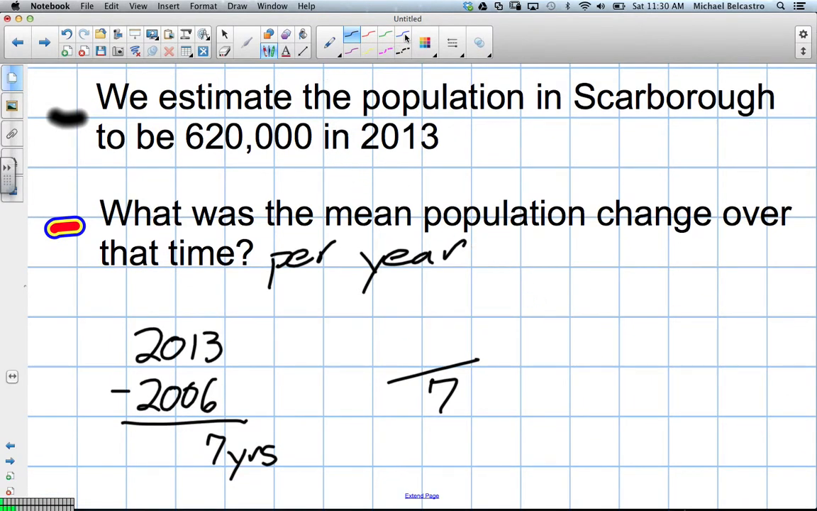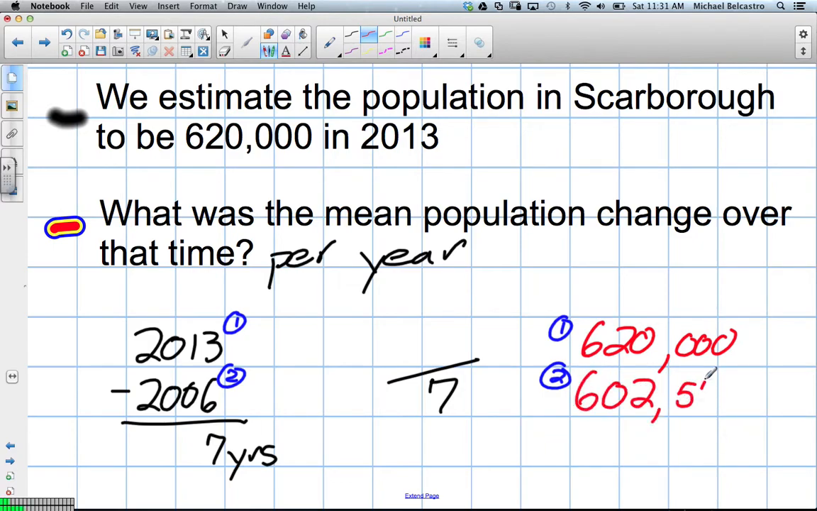Our new population in 2013, so I'll put a 1 beside it and a 1 here for our population. We estimate there to be 620,000 people here now. And in 2006, the population happened to be 602,575. What we need to now figure out is what did the population actually change by? So we have to do some subtraction.